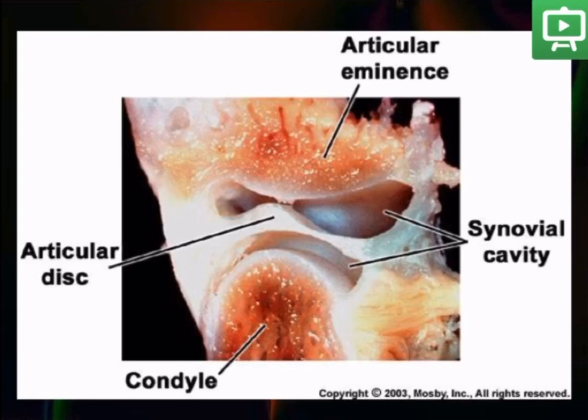Underneath you see the bony tissue: compact bony tissue in the condyle, and cancellous or spongy bone in the articular eminence.